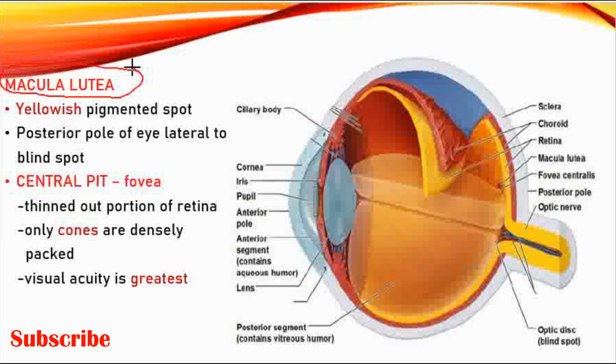Macula lutea is a yellowish pigmented spot in the eye. It is in the posterior pole of the eye, lateral to the blind spot. We saw the blind spot earlier, and the macula lutea is on its side.